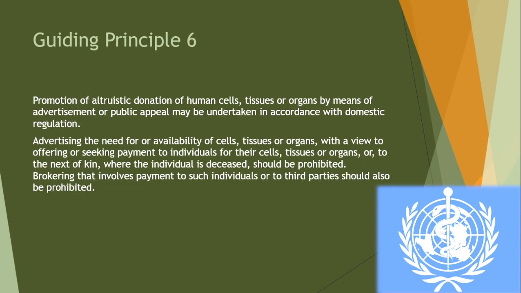Promotion of altruistic donation of human cells, tissues, or organs by means of advertisement or public appeal may be undertaken in accordance with domestic regulation. Advertising the need for or availability of cells, tissues, or organs with a view to offering or seeking payment to individuals for their cells, tissues, or organs, or to the next of kin where the individual is deceased, should be prohibited. Brokering that involves payment to such individuals or to third parties should also be prohibited.